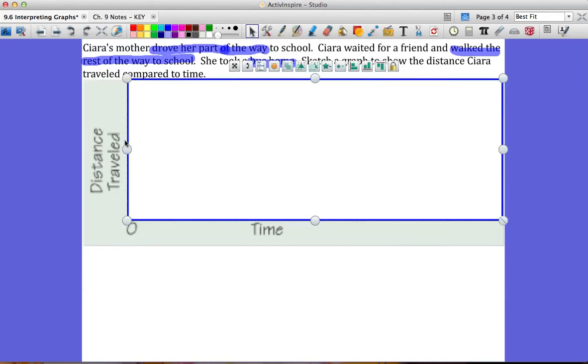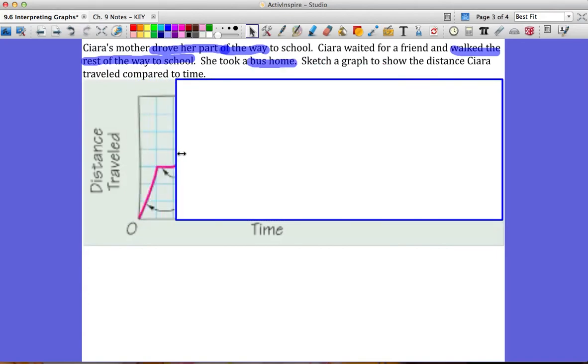Alright, so since Sierra's mom drove her part of the way to school, that distance traveled over time is going to be fairly quick. Okay, her rate of speed is going to be faster because she is in a car. Since we don't have a specific amount of time or a specific distance traveled, we have to do our best to show that this is a fast rate. In order to do that, you want to draw a steeper line. Okay. Then, Sierra waited for a friend. We forgot to highlight that part, that she waited for a friend. As she waited for her friend, she went nowhere, but time still went on. So we have a flat line here.